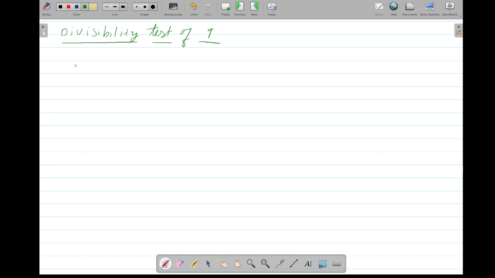Today we will study the divisibility test of 9. So what do we mean by divisibility test? If we want to check if a given number is divisible by 9 or not, we sum up the digits of that number, and if the sum of the digits is divisible by 9, we say the entire number is divisible by 9.